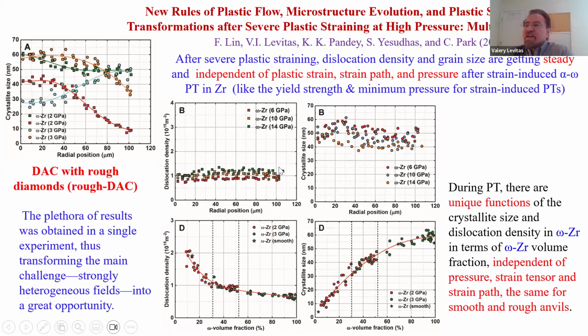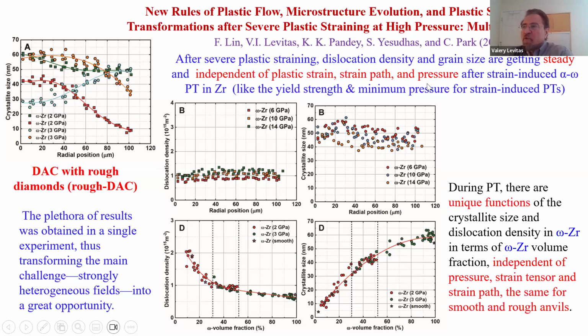Well, we connected this perfectly plastic behavior with steady microstructure. Indeed, at the beginning of compression, you see evolution and very heterogeneous distribution of crystallite size, and the same for dislocation density. But after a large plastic deformation, you see both of them are getting steady and independent of radius. And that means that dislocation density and grain size are steady and independent of plastic strain path and pressure.